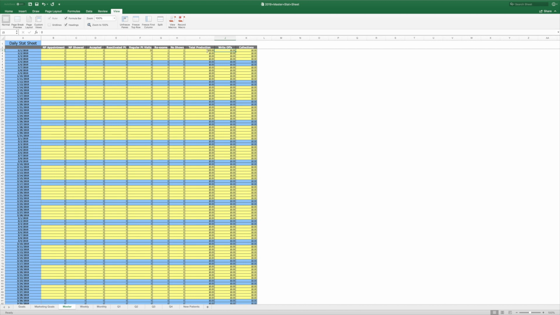And then collections is how much money was exchanged that day. Whether you collected checks, cash, or credit cards, you will put the amount of money that you collected that day even if it's over or under your total production. That's how you fill out the master tab.